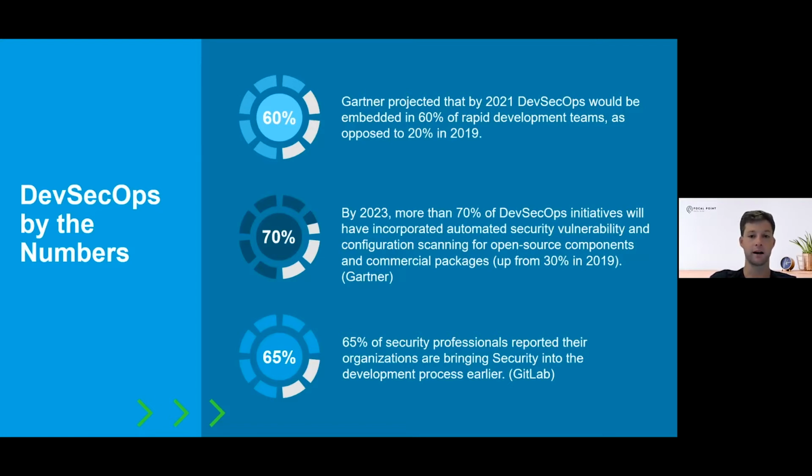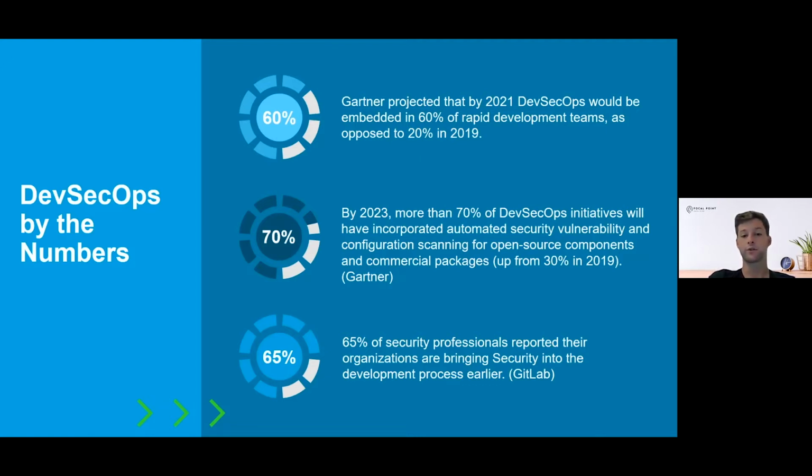Key thing to keep in mind, right, is this does not mean that 60% of development teams will be using DevSecOps, but rather 60% of rapid development teams. So it's really speaking to the importance of integrating security in these different DevOps teams that have realized the kind of glaring weaknesses that come when those teams aren't following the appropriate security practices.